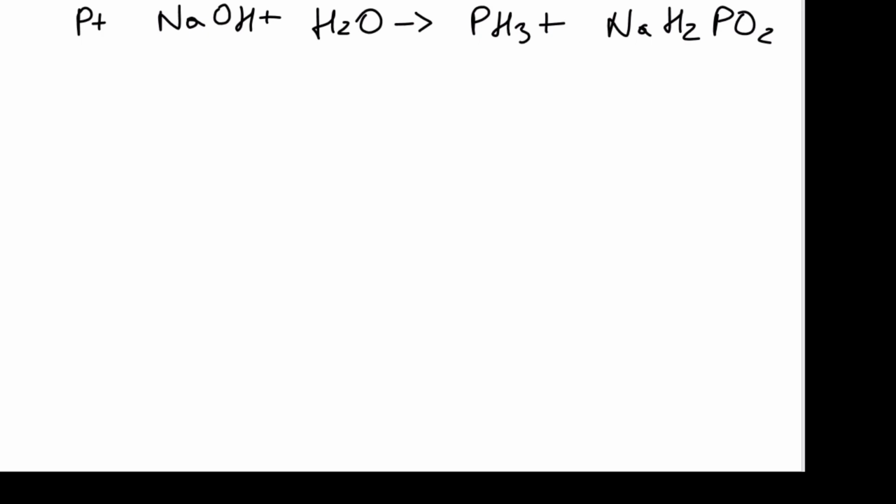Let's see another example. The example of the redox reaction of phosphorus, sodium hydroxide, and water particle. We obtain phosphine particle and the acidic salt of phosphine acid. Yes, this compound is a salt of sodium and phosphine acid. This is sodium dihydrogen phosphine.